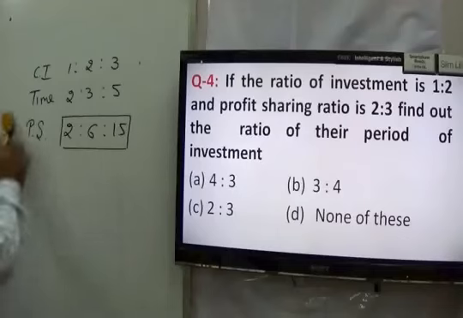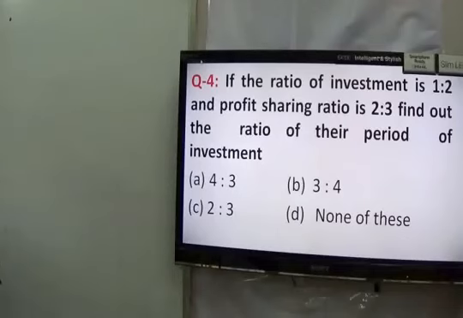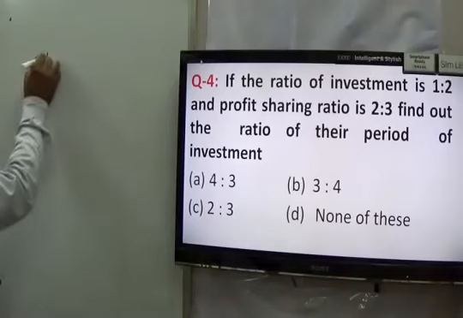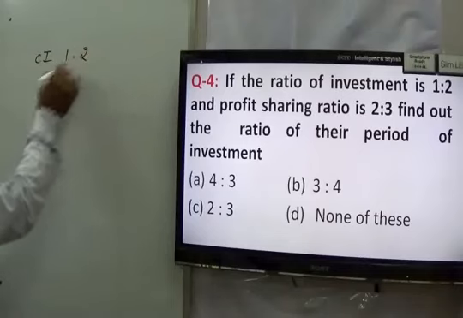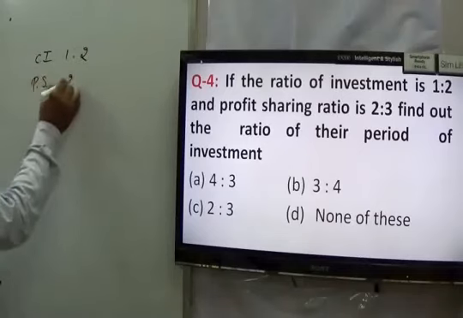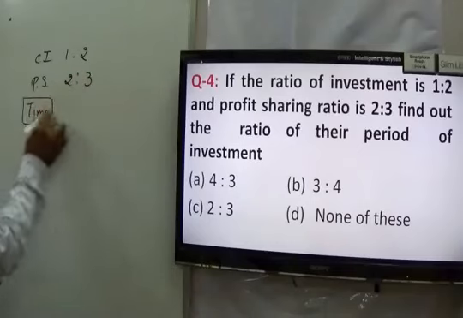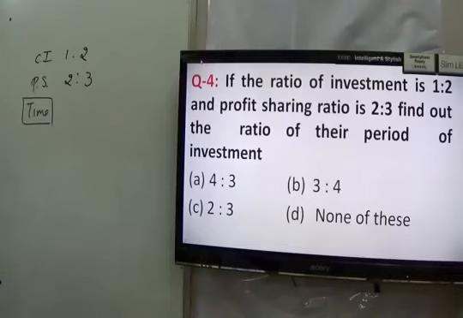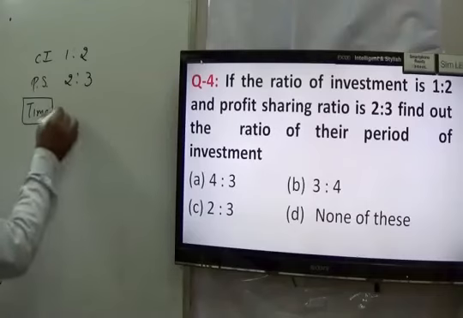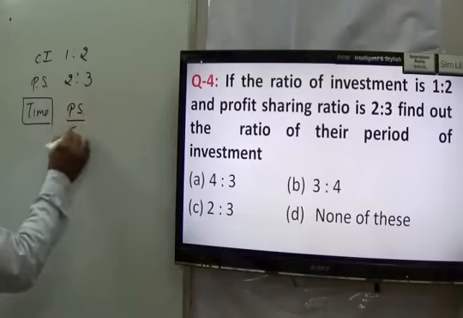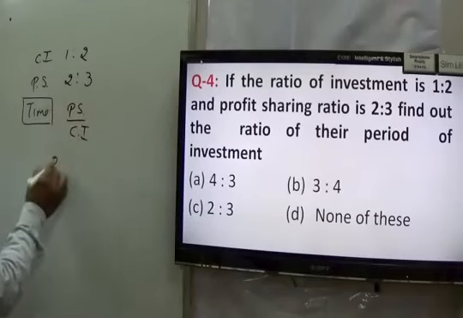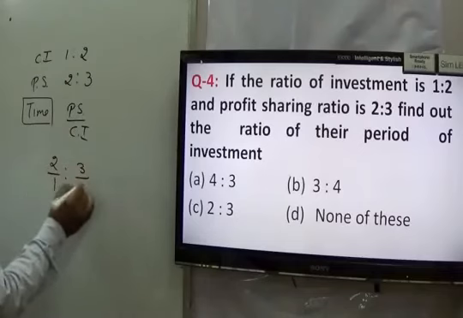Next you have statement number 4. What this question talks about, if the ratio of investment is 1:2, means capital investment ratio is 1:2, profit sharing ratio is 2:3. We have to find the ratio of their time periods, right? We know that profit sharing is always equal to capital invested into time. If we have to find the ratio of time, that would be taken as profit sharing upon capital invested, or else I can say 2:1 ratio, 3:2.